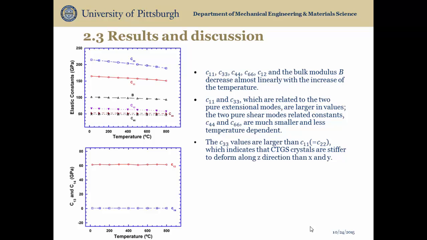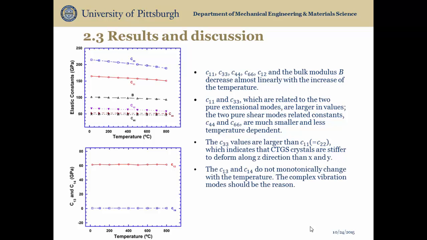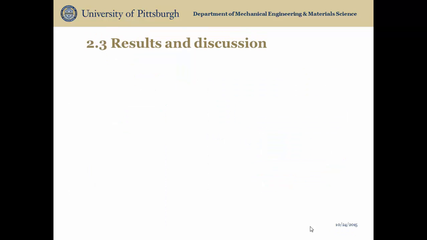Another thing is that the value of C33 is larger than C11. According to the symmetry of the crystal, C11 equals C22. So this indicates the crystal is stiffer to deform along this direction than the X and Y directions. For the remaining two constants, C13 and C14, they almost don't change with the temperature. That's probably because their vibration modes are too complex.